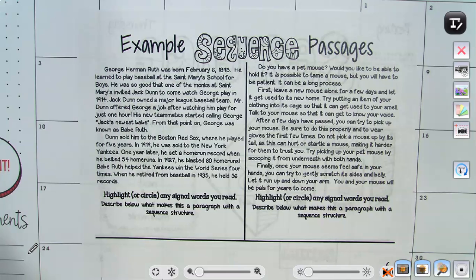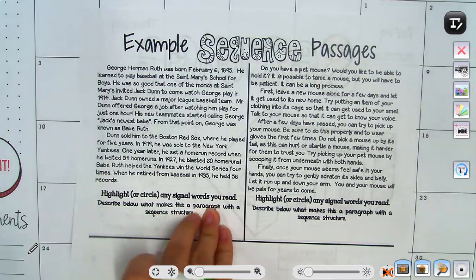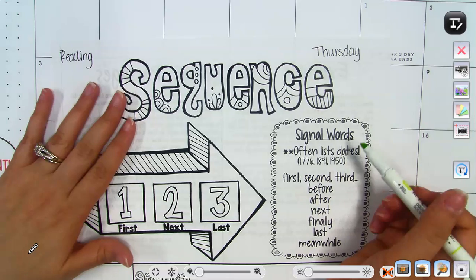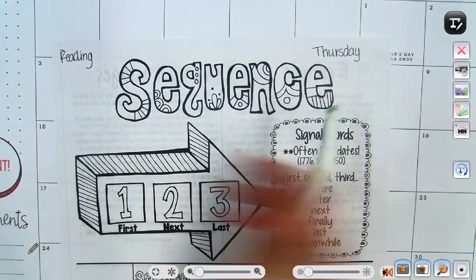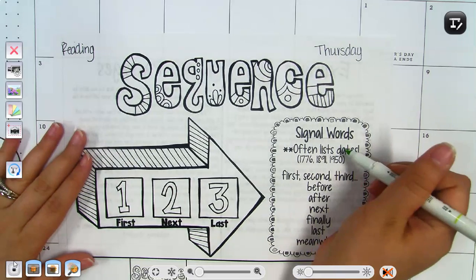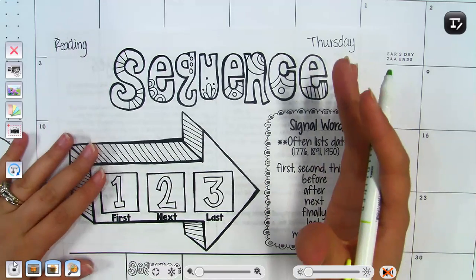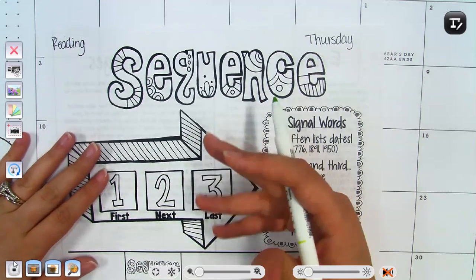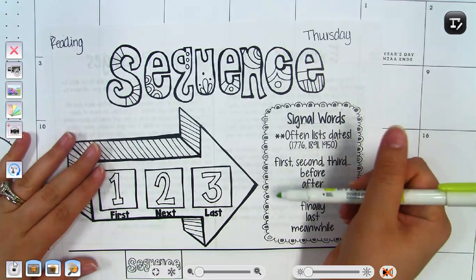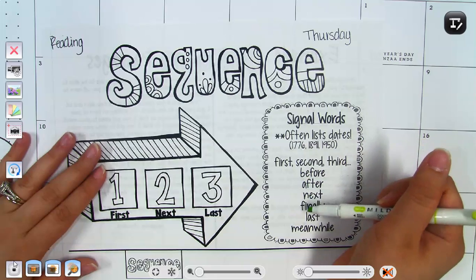Okay, so let's highlight or circle. If you have a highlighter, grab it. If not, you can get a pencil. And let's see if we see any signal words that would help us understand that this is a sequence. Now remember, a list of dates. If it has a list of dates, it has to be more than one date, that helps explain their life and the different things that happened. And then of course we have our words like first, second, third, before, after, next, finally, last, meanwhile.